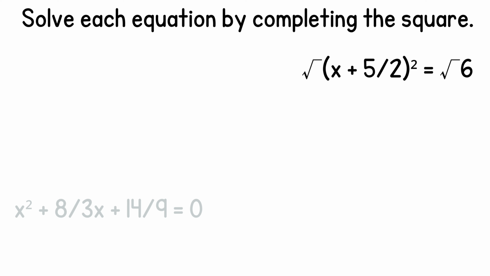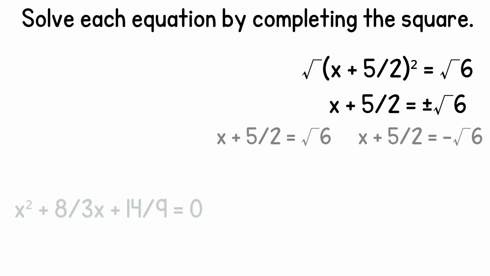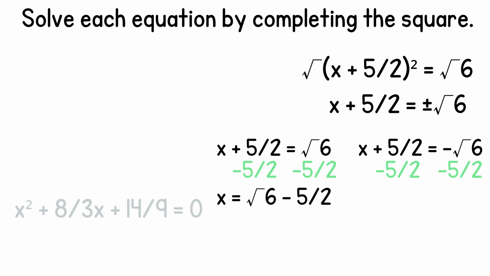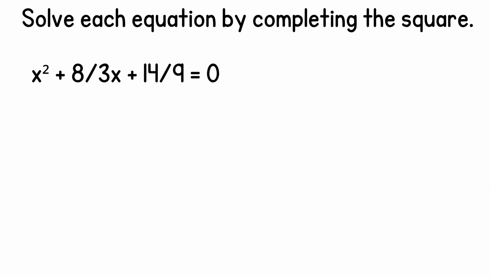We'll take the square root of each side. So we get x plus 5 halves is equal to positive and negative radical 6. Now we can set up both of our equations. We'll start solving by subtracting 5 halves from both sides. So we get x is equal to radical 6 minus 5 halves. Now we'll do this on the other equation, and we get x is equal to negative radical 6 minus 5 halves.